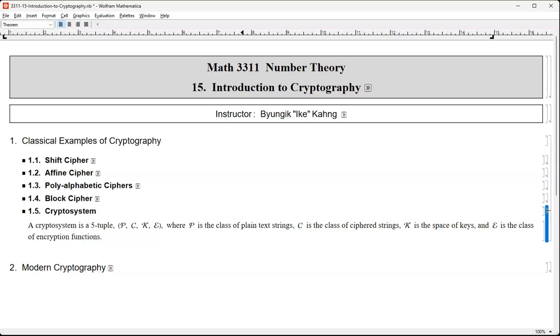Here's a summary basically. A crypto system is basically a 5-tuple. The P is a class of plain text strings. C is a class of ciphered strings. So P, plain text, so text you can read. C, scrambled sequence of alphabets, so you cannot read. K is the keys, basically. And then E is the class of encryption functions.